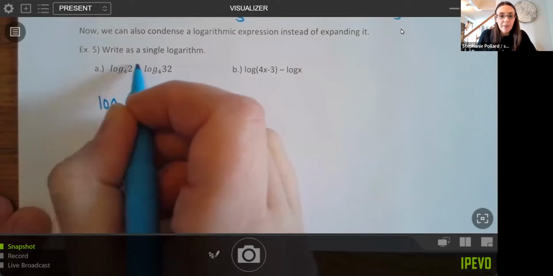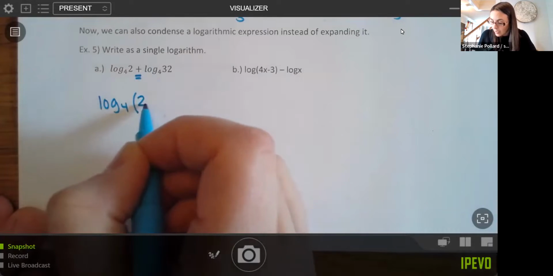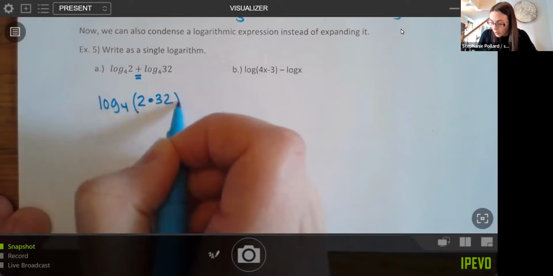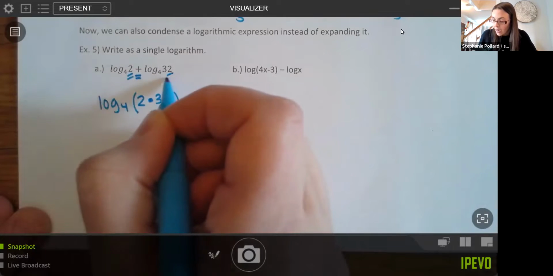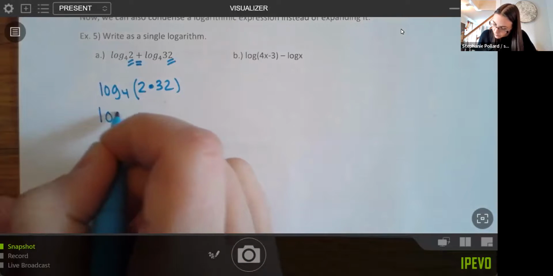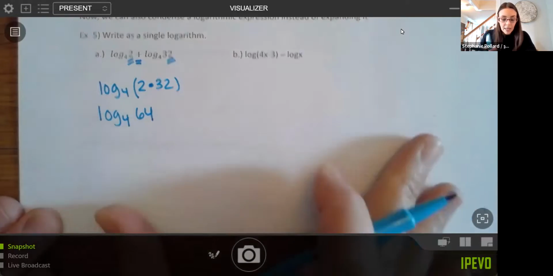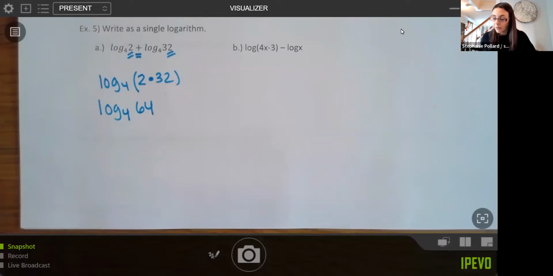Again, that plus sign means I'm going to put it back together using multiplication. So I have 2 times 32. I take the two arguments that are here and here, and I multiply them inside that log. 2 times 32 is 64. Now this one happens to be one that I can simplify further.